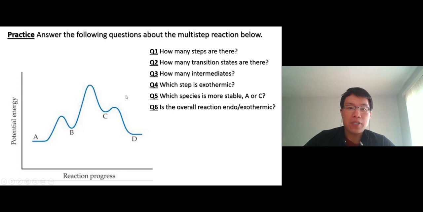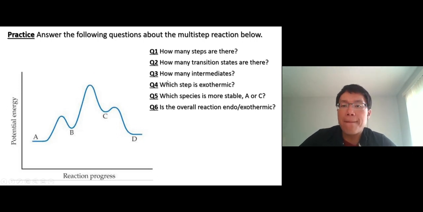Okay, how many steps are there in this energy diagram? You should be able to tell. The first step is A is converted to B, second step B to C, and third step C to D. So there are 3 steps total. All right. How many transition states are there? Well, there are 3 steps. So one step, one transition state, second step, second transition state, and third step, third transition state. So there are 3 transition states.